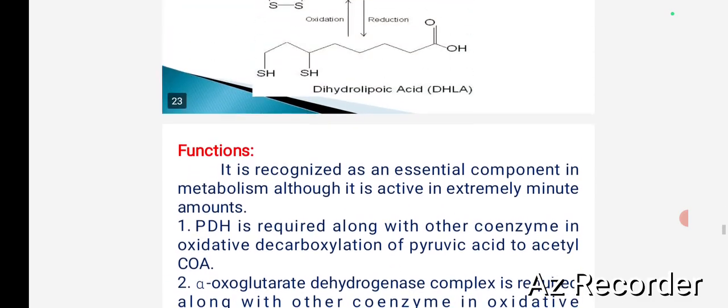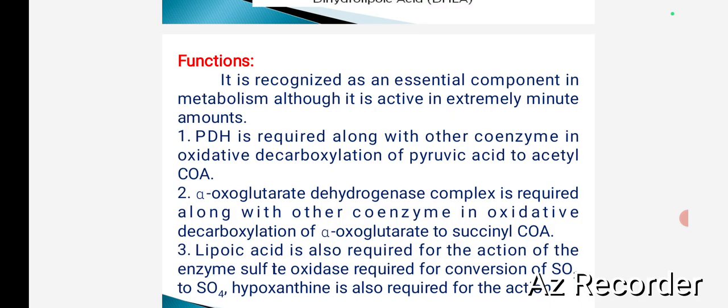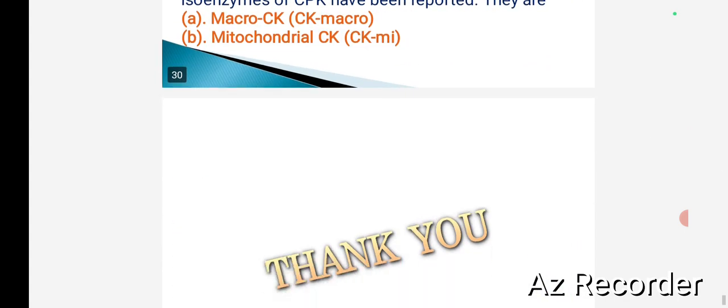Function of the coenzyme: it is involved in pyruvate dehydrogenase complex, required along with other coenzymes in the oxidative decarboxylation of pyruvate to acetyl-CoA. The alpha-oxoglutarate dehydrogenase complex is required along with other coenzymes in the oxidative decarboxylation of alpha-oxoglutarate to succinyl-CoA formation. Lipoic acid is also required for the action of the enzyme sulfite oxidase, required for conversion of sulfite to sulfate. It is also required for action.